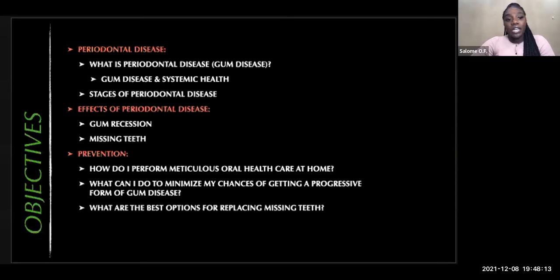So first, what is periodontal disease? Gum disease as it is associated with our systemic health. And then we'll go more into the different stages of periodontal disease. Afterwards, we'll talk about the effects. There are many effects, but I've narrowed it down to gum recession and missing teeth. And then we'll end with prevention, which includes how we will perform our oral health care at home and what we can do to prevent ourselves from getting a progressive form of the disease if we're already suffering from it. And lastly, what we can do to replace missing teeth.